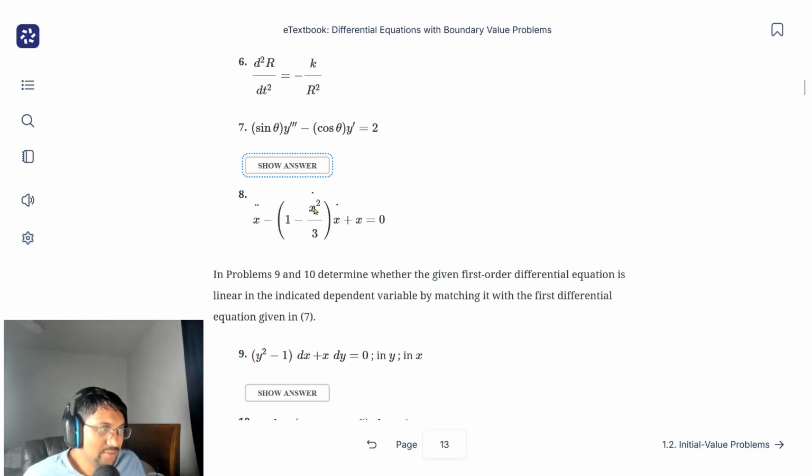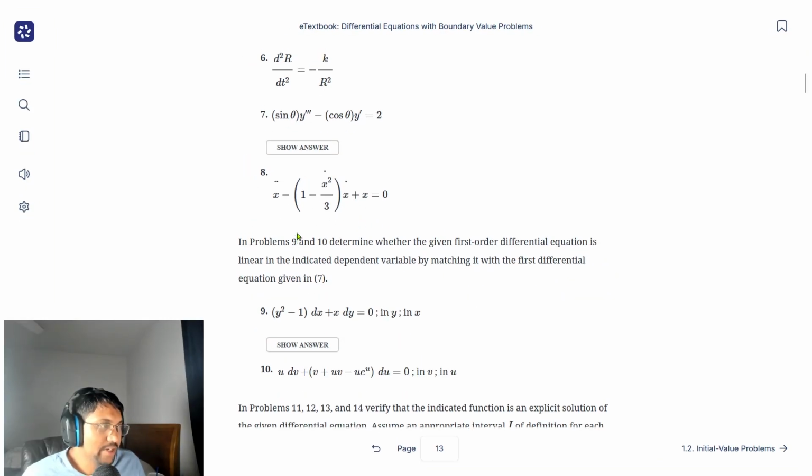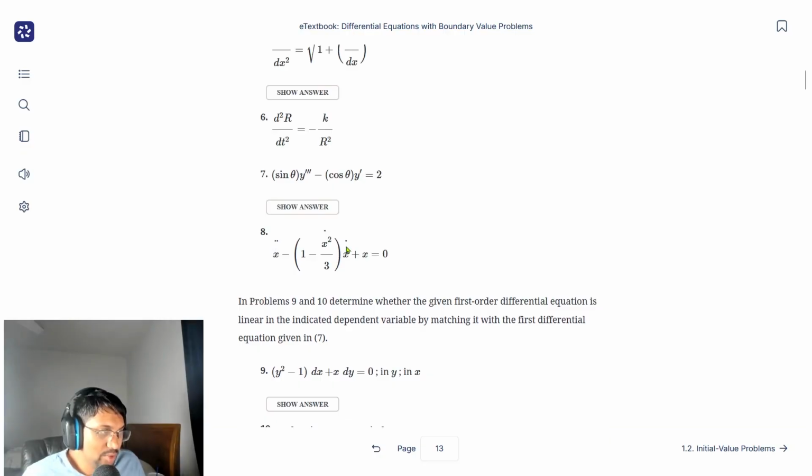We see that x, of course, is being raised to the second power here. And also, of course, it's being multiplied by its derivative here. You see that this first derivative is being multiplied by itself. So that obviously violates linearity. So this, we would say, is a second order nonlinear differential equation.